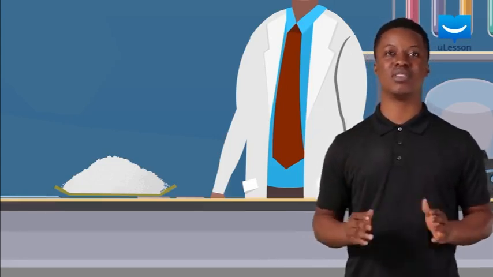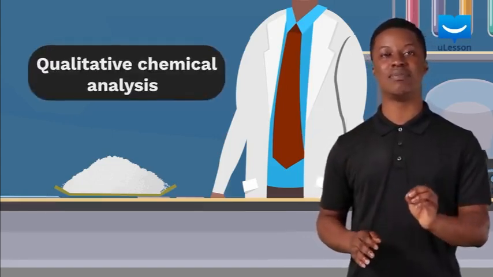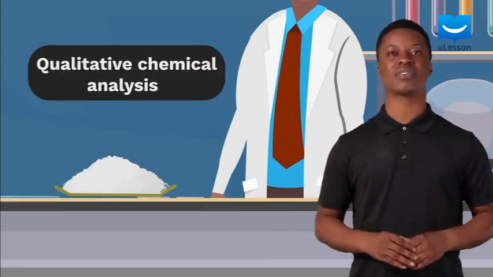And these methods are known as qualitative chemical analysis. Qualitative chemical analysis falls under a branch of chemistry known as analytical chemistry. This branch of chemistry deals with the identification of elements or compounds in an unknown substance. In this lesson, you will learn about some apparatus and the basic processes involved in qualitative chemical analysis.